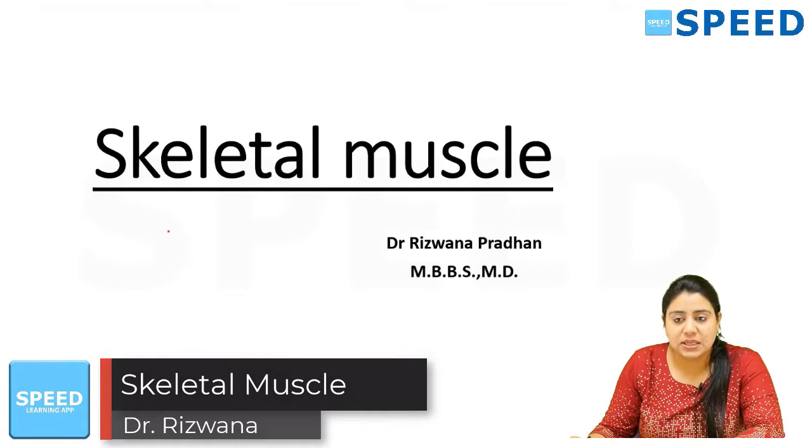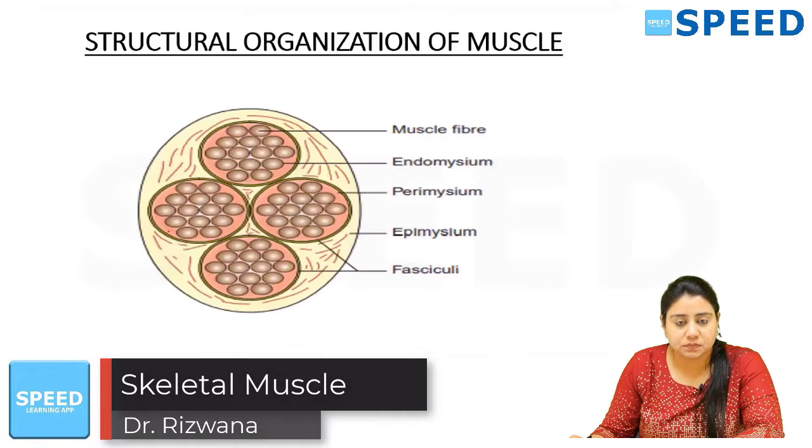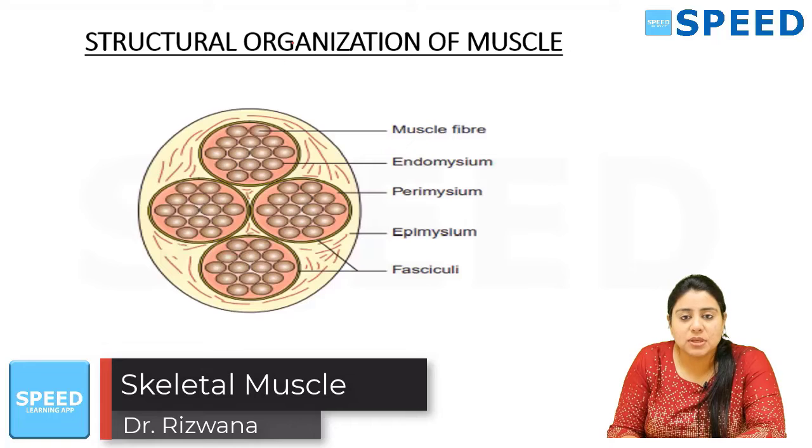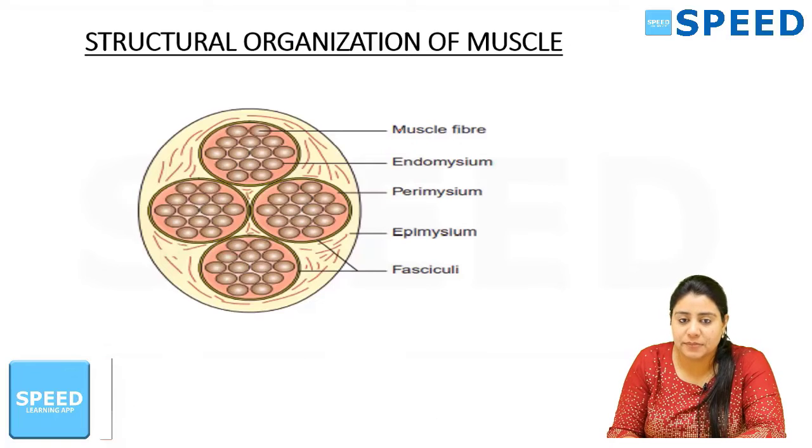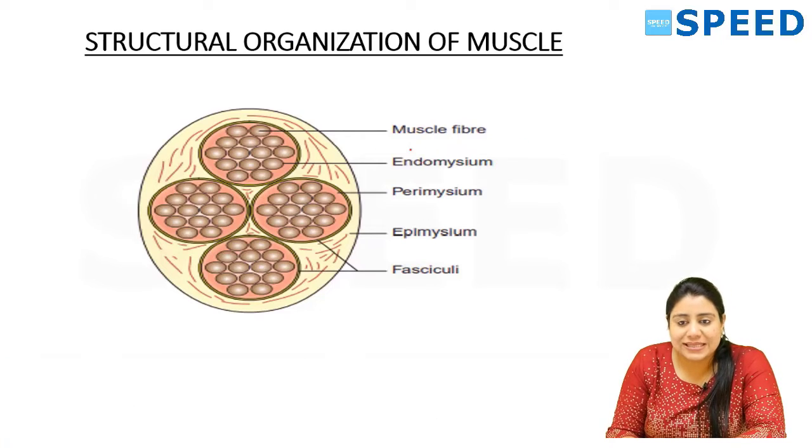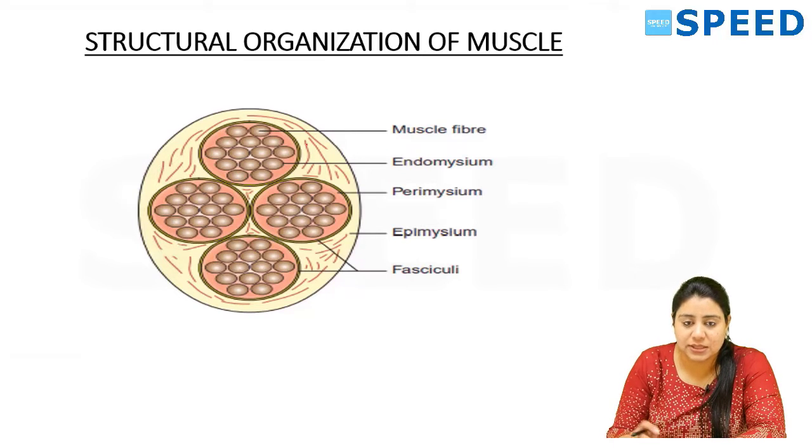Now we are going to be studying about the skeletal muscle. So, talking about the structural organization of the muscles. The skeletal muscle has various muscle fibers, and each of these muscle fibers has a protective connective tissue sheath called the endomysium. Multiple muscle fibers together form a muscle fasciculus.